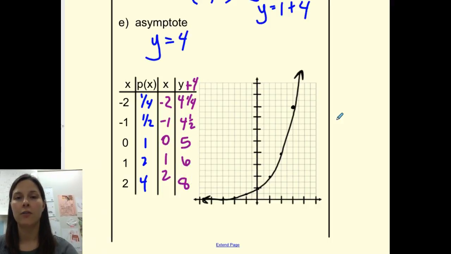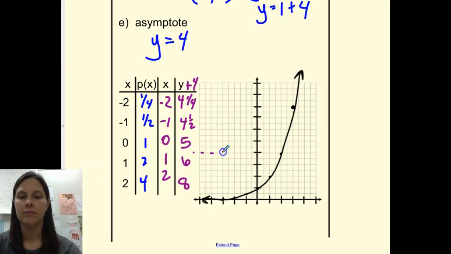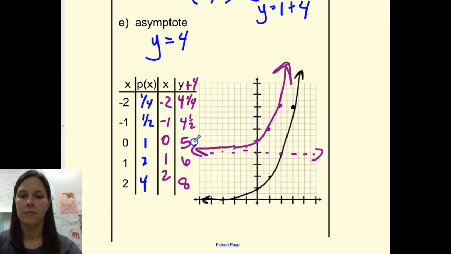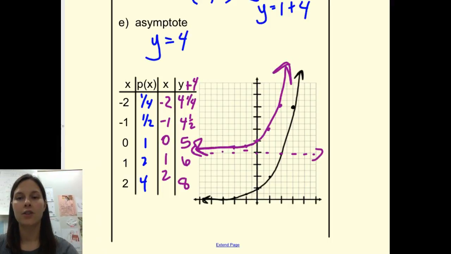I have the parent function graphed for you so that we can see it in relation to our translation. I'm actually going to start by sketching my horizontal asymptote. Then we've got -2, 4 and 1/4, -1, 4 1/2, 0, 5, 1, 6, and 2, 8. So we can see the relationship between that parent function and the vertical shift up 4.